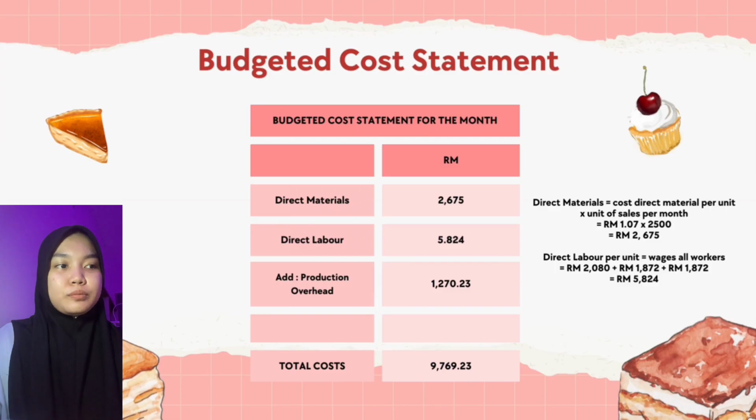5,824. And the prime cost is 8,499. And for production overhead or OHR, we got 1,270 and 23 cents. And the total cost is 9,769.23.